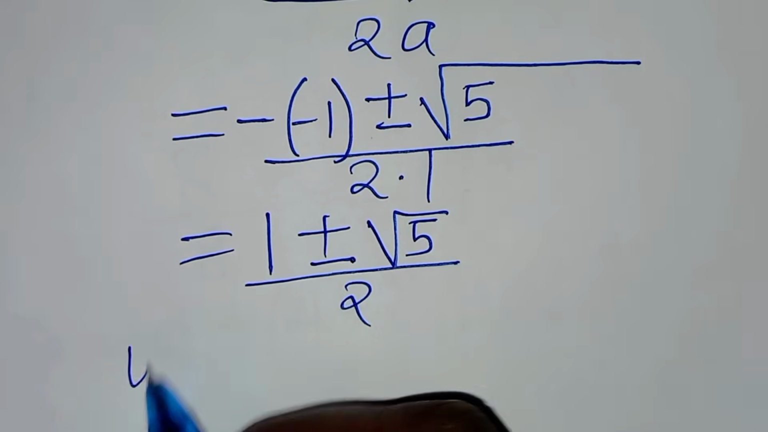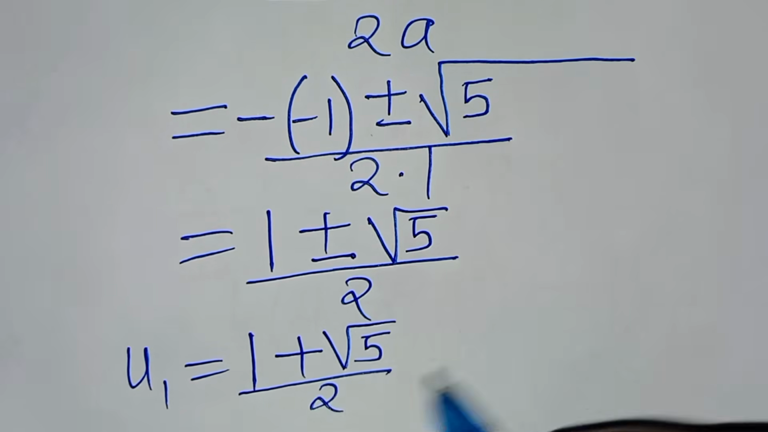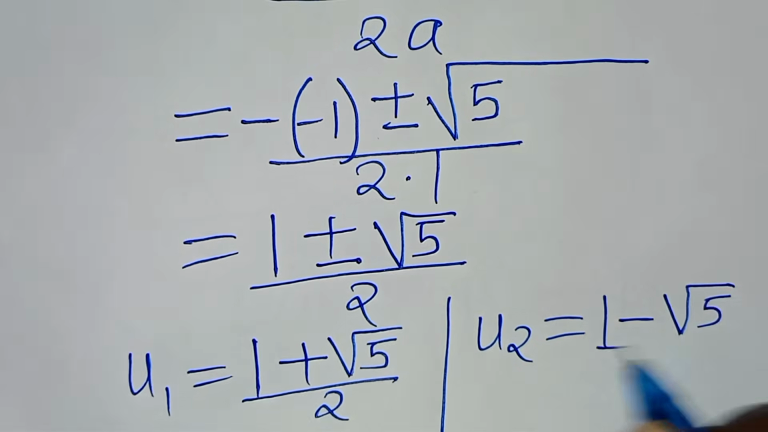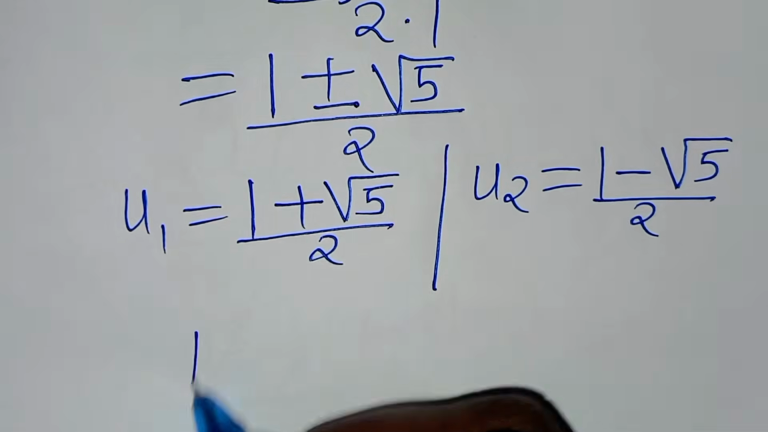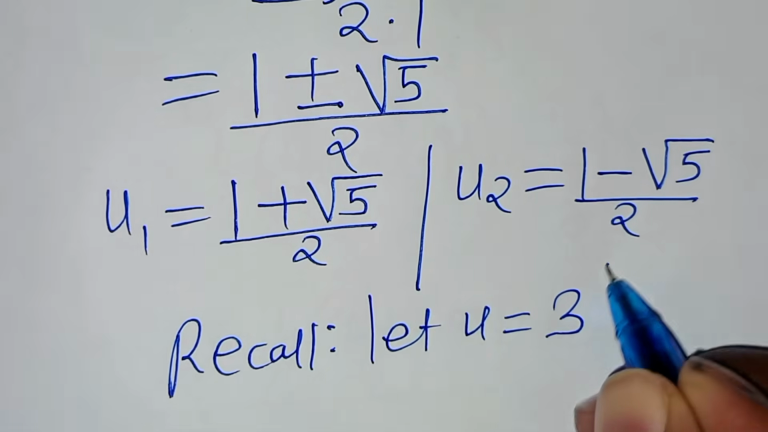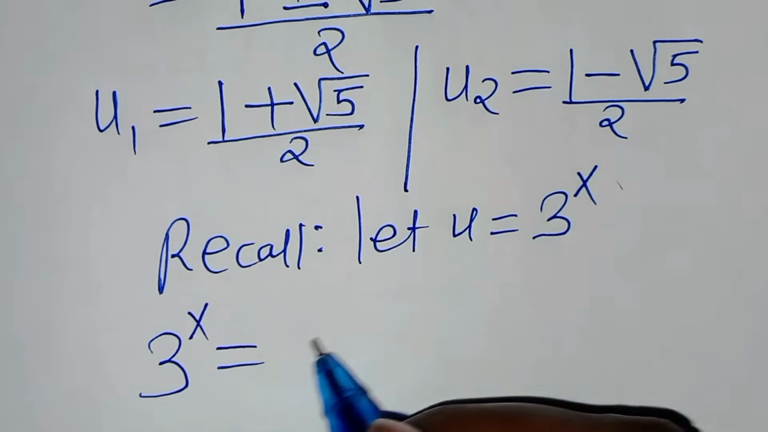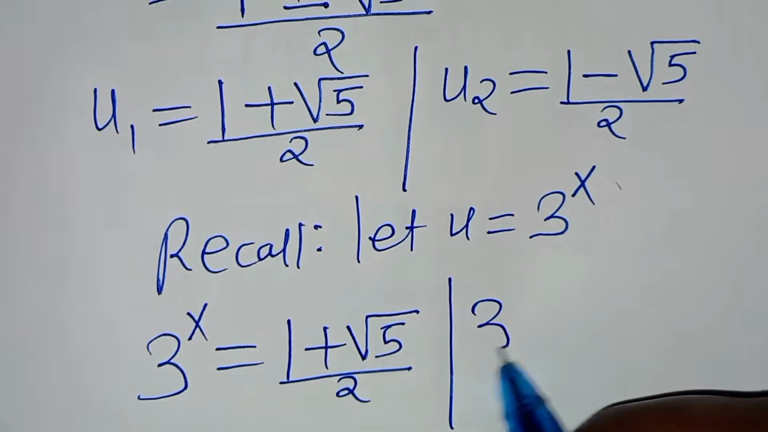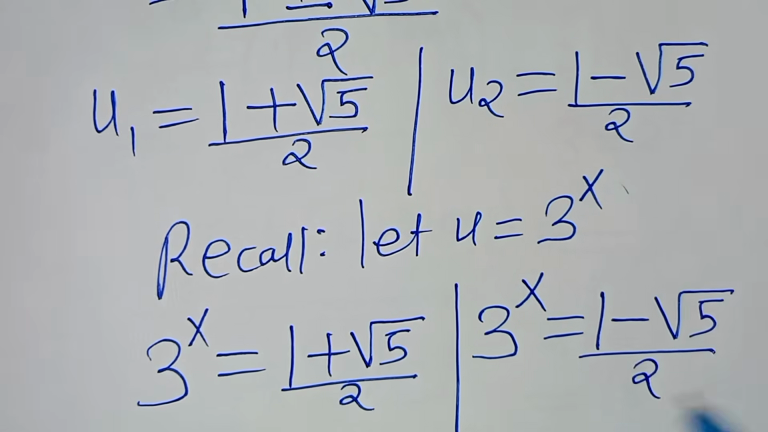So this implies that u1 is equal to 1 plus square root of 5 divided by 2. And we have that u2 is equal to 1 minus square root of 5 over 2. So here we have u1 and u2. And if you recall, we said let u be equal to 3 to the power of x. Substituting this, then we have 3 to the power of x equal to 1 plus square root of 5 over 2. And again here we have 3 to the power of x equal to 1 minus square root of 5 over 2.